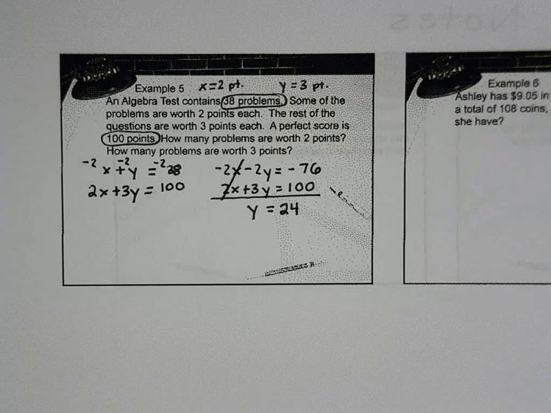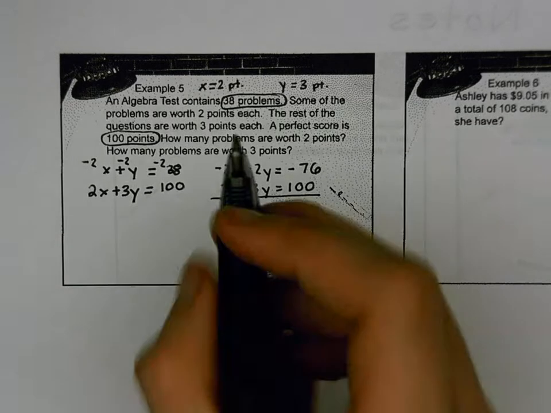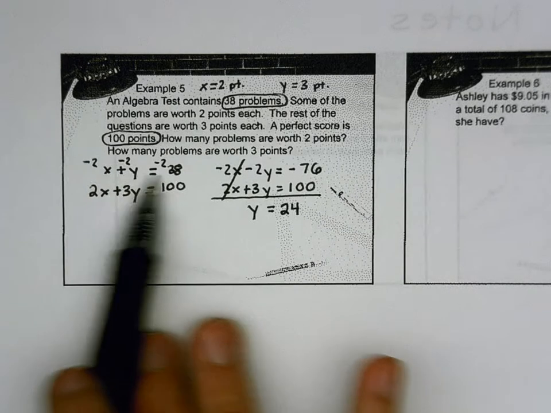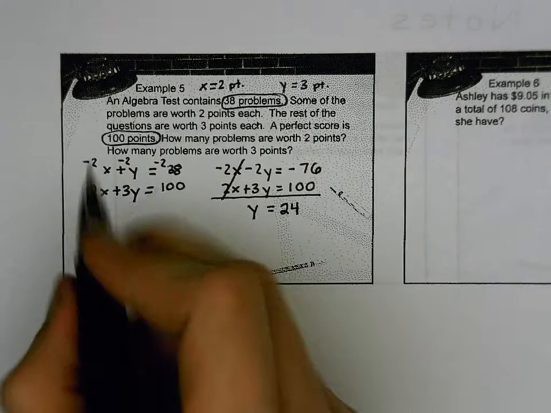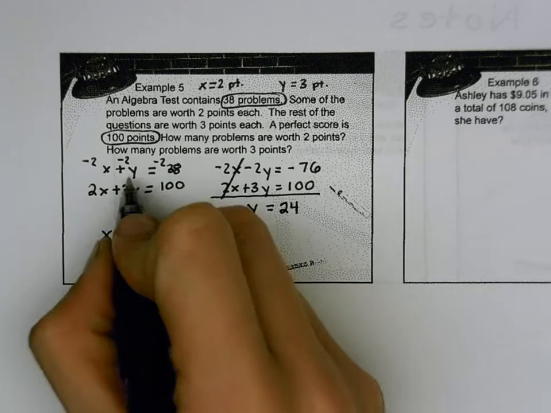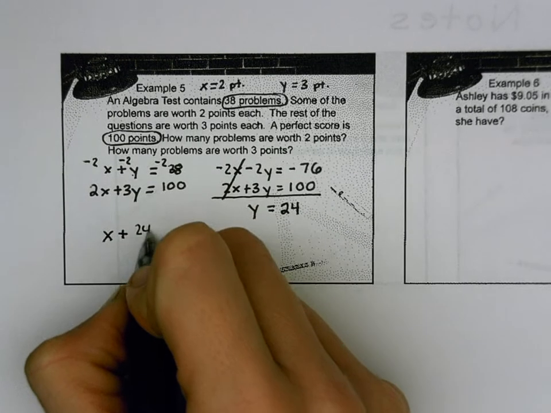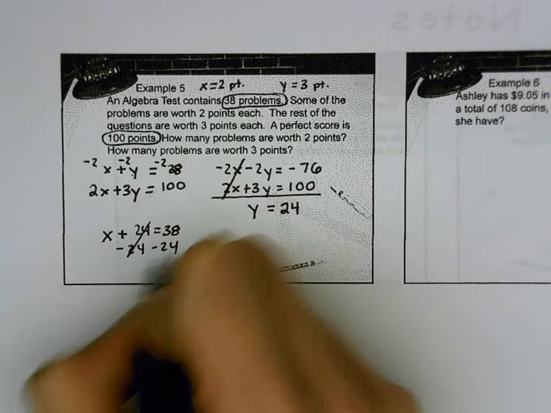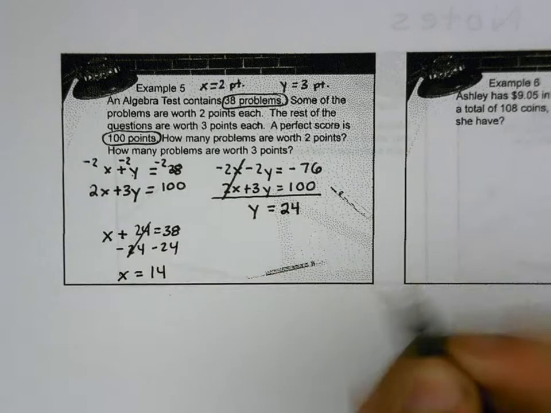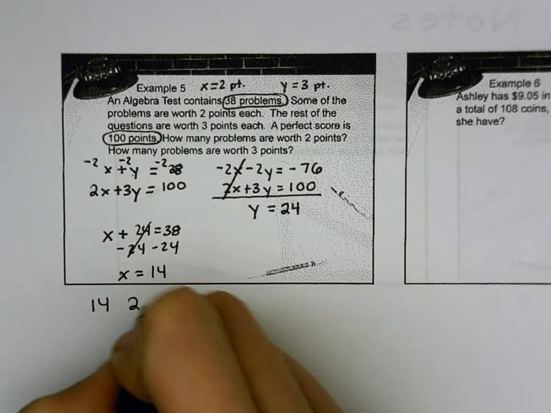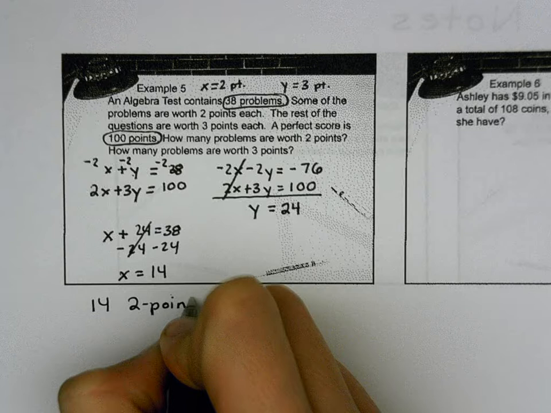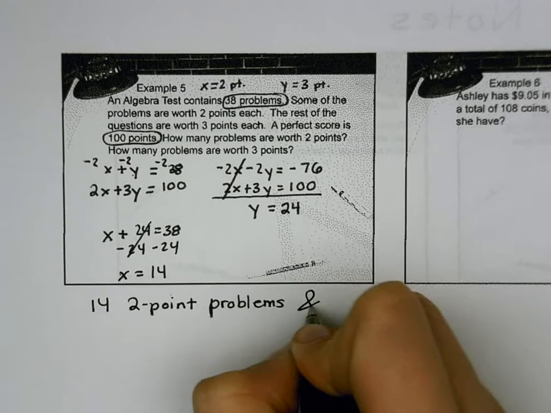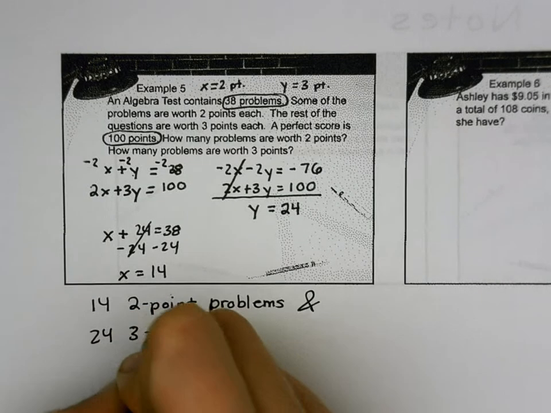The question then is how many x's do I have? How many 2-point problems do I have? Well, I'm going to take this y equals 24 and substitute it into any of the equations. I'm going to go ahead and substitute into this top one, because that looks a little friendlier. x plus not y, but 24 equals 38. Well, then if I subtract the 24 over, I get x equals 14. And so I know I have 14 2-point problems and 24 3-point problems.